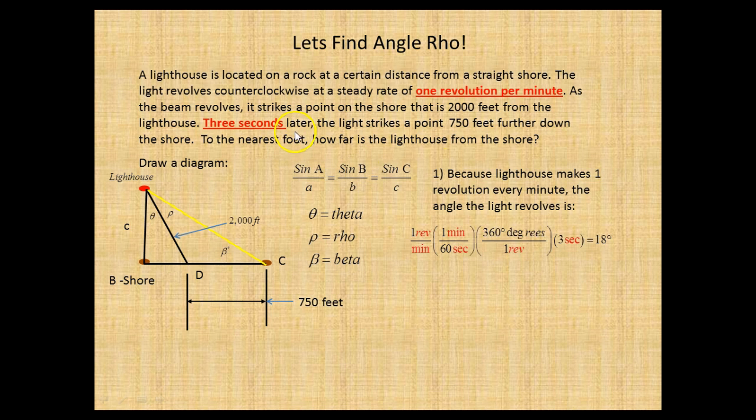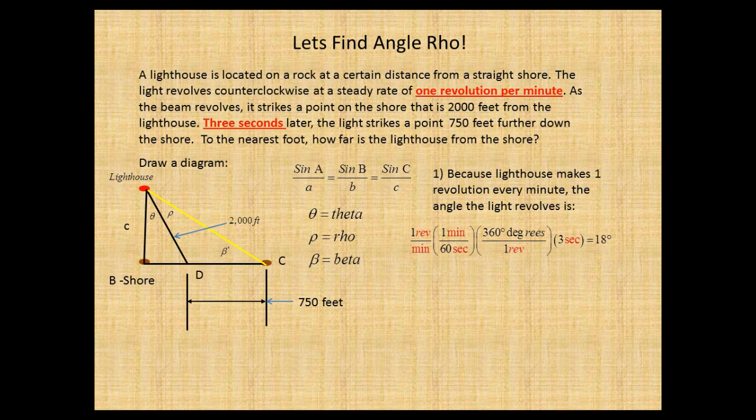Well, it says 3 seconds later. So we multiply by 3 seconds. And 3 seconds cancel, and we're left with degrees. And we say 1 times 360 divided by 60, times 3, is equal to 18 degrees.